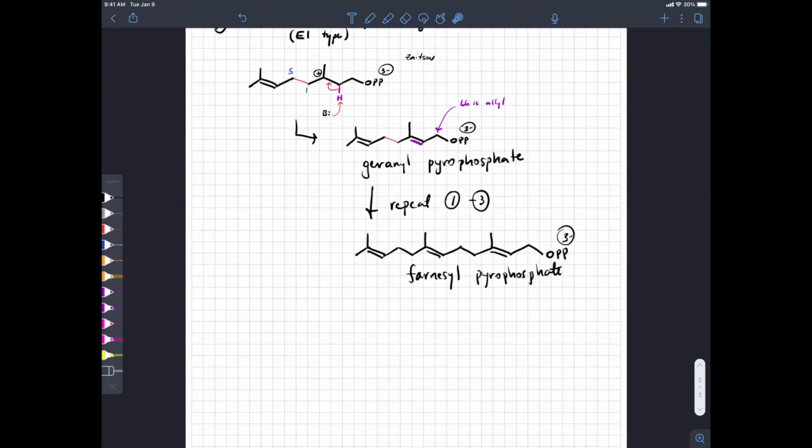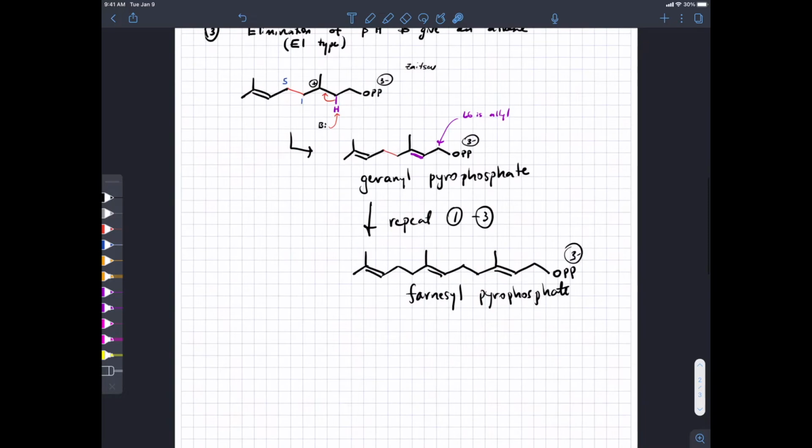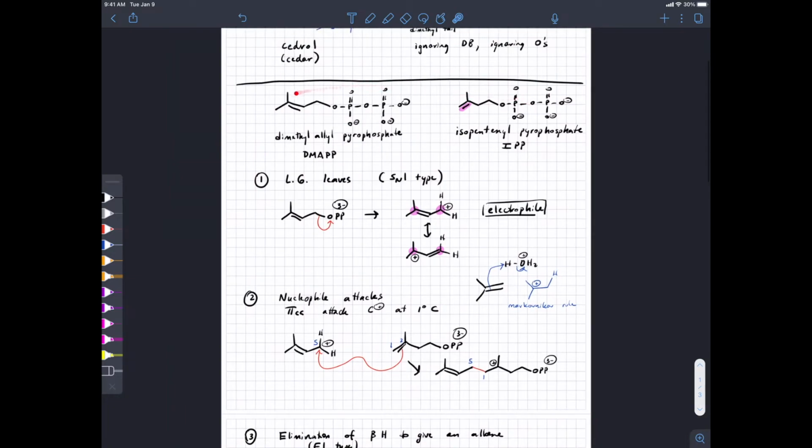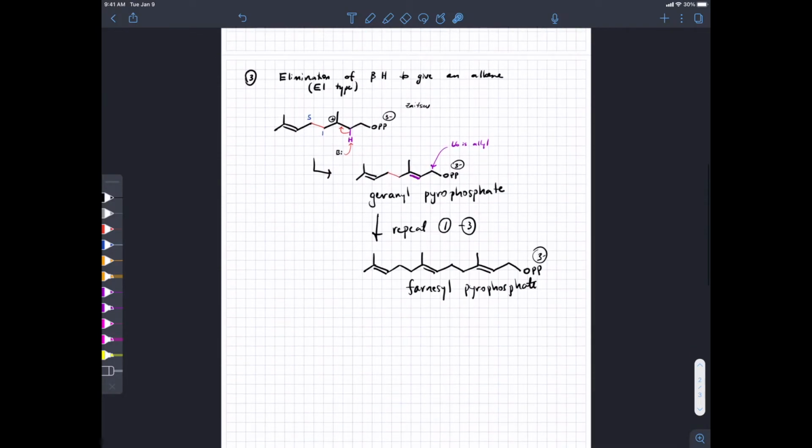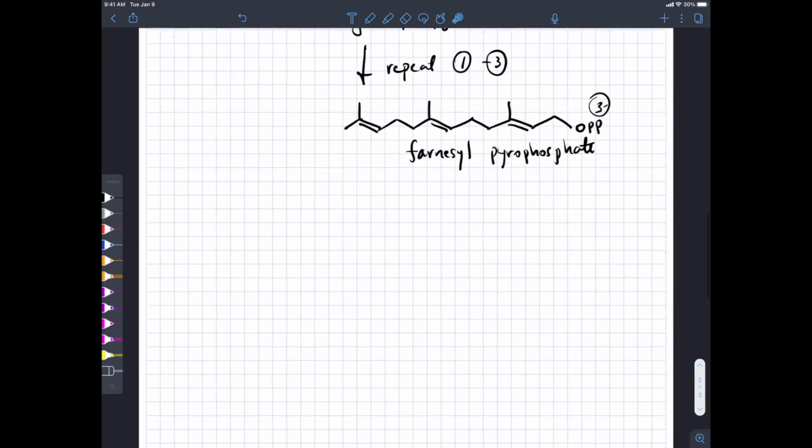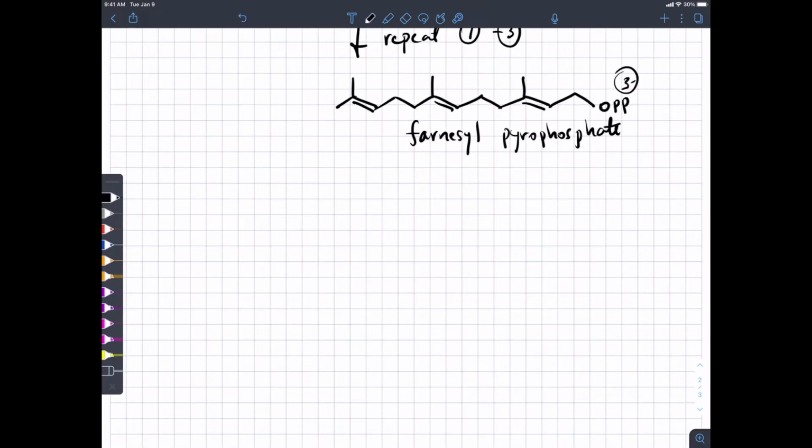For the most part, mechanisms in this part of the class are going to be about not predicting what happens, but showing how something happens. For example, if I asked, can you show how you make farnesyl pyrophosphate from these starting materials? Could you draw that mechanism? All right, so that's how we develop the linear precursors. But these same steps allow us to make more complicated connections. So let's do some examples together.